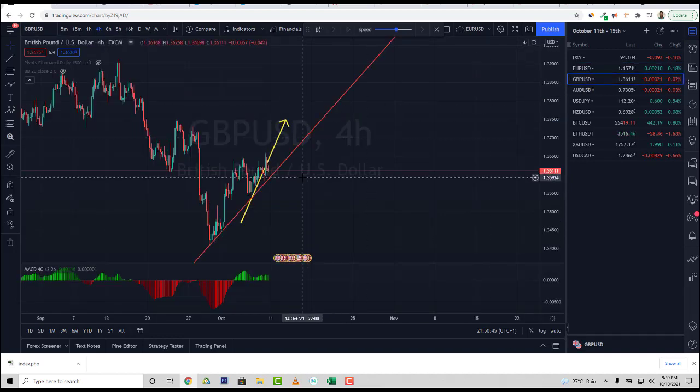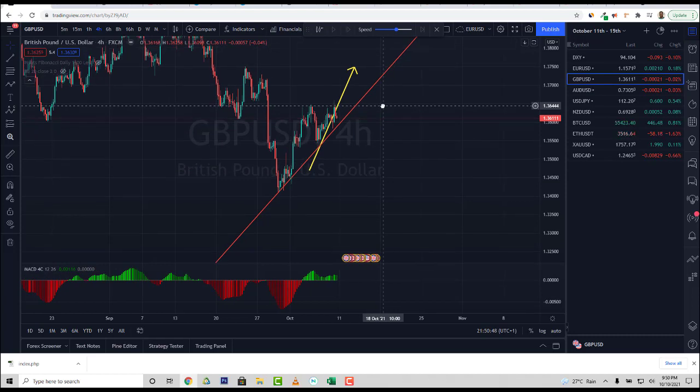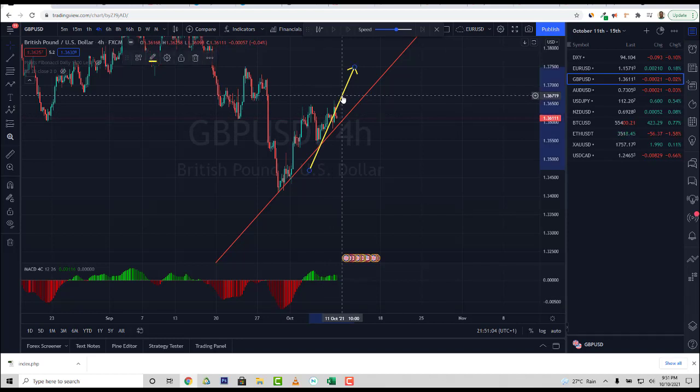GBPUSD, you see the analysis we made for the last week. We said GBPUSD is going to move up, and as you see here, we got that move up. It didn't move really that big. It was quite small, smaller than expected. But let's see what it has for us this week.